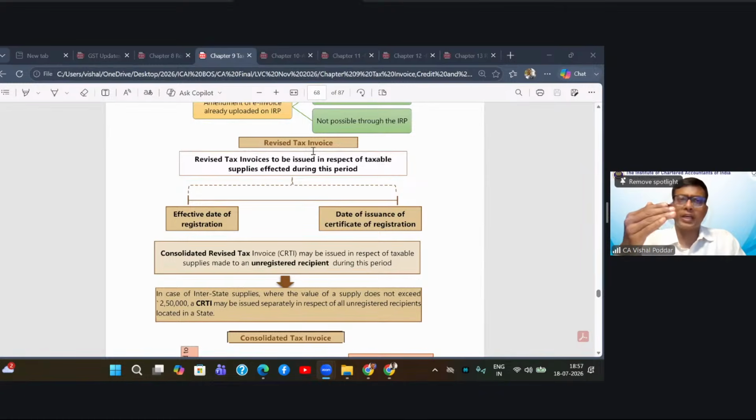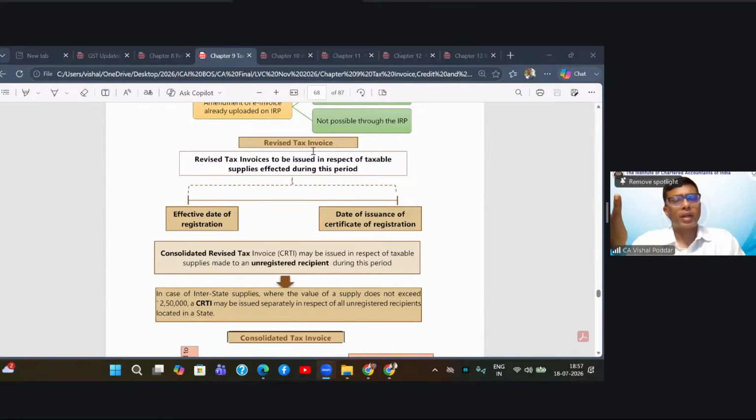Now, if you remember that point of effective date of registration, this revised invoice concept is related to that. What it says is, now once my turnover has crossed today, now I know from today onwards, whatever I sell, whatever I supply, I need to compulsorily pay tax.